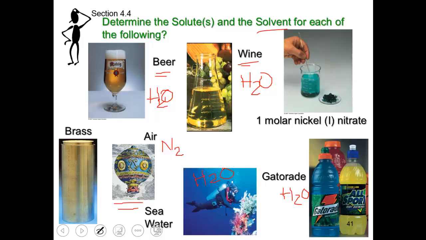Now when we're talking about brass, brass is going to be a mixture that has copper in it and zinc in it. Let's look at the color of brass. Zinc is gray and copper is kind of an orangey yellow color. If we're looking at brass, what do you think the solvent, quote unquote, is? I probably think it's the copper too, because the copper is more like the color of brass.